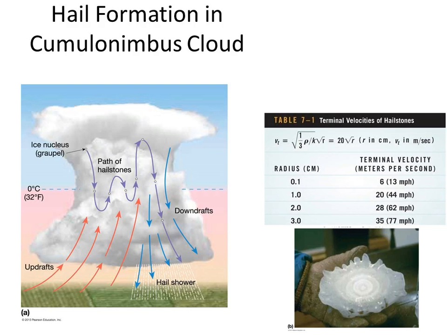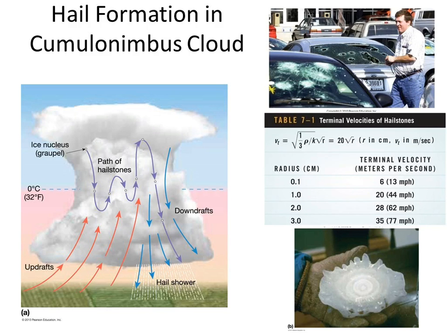So we talked about terminal velocity, and this actually is showing you some typical terminal velocities of an assortment of sizes of hailstones. The largest one up here is 3 centimeters, and it falls when it hits the ground at 77 miles per hour. You know, thus the sad car salesman people.